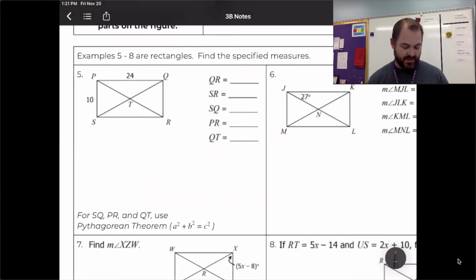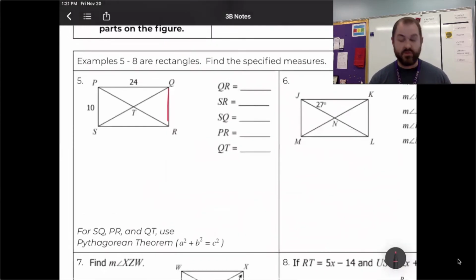So in this case, when they ask for the length of QR, QR is opposite the side PS, and that's a parallelogram property that opposite sides are congruent. Okay, so QR is 10. Same thing for SR. SR is opposite PQ, so those are both 24. And now we start looking at the diagonals.